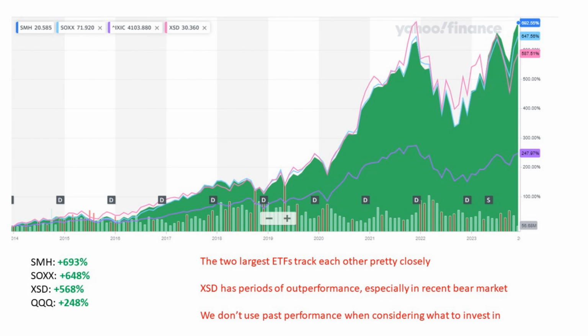So the two largest ETFs here are tracking each other pretty closely. You can see that XSD, the pink line, has periods of outperformance, especially in the recent bear market. That's interesting, but we don't use past performance when considering what to invest in. So which ETF is best?